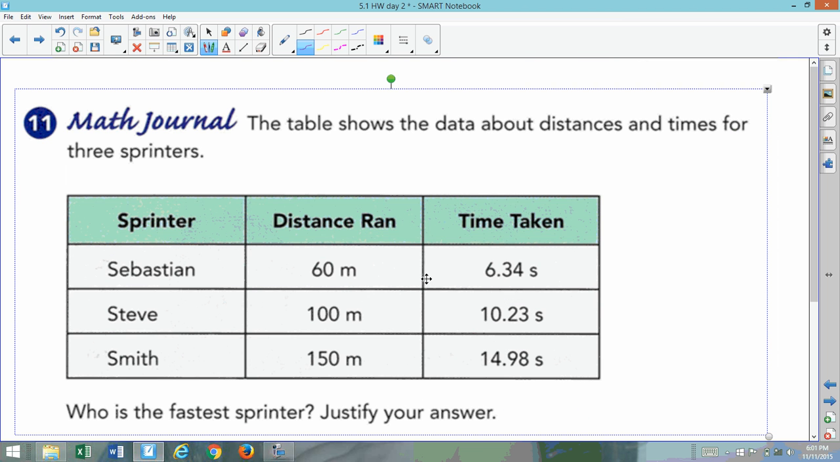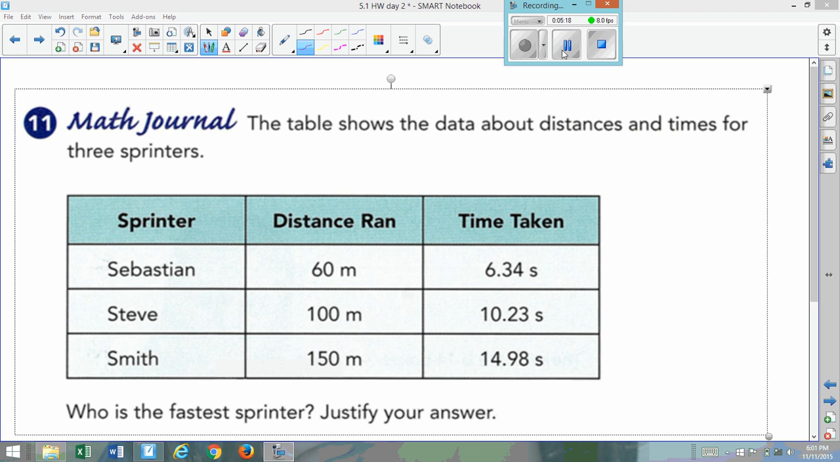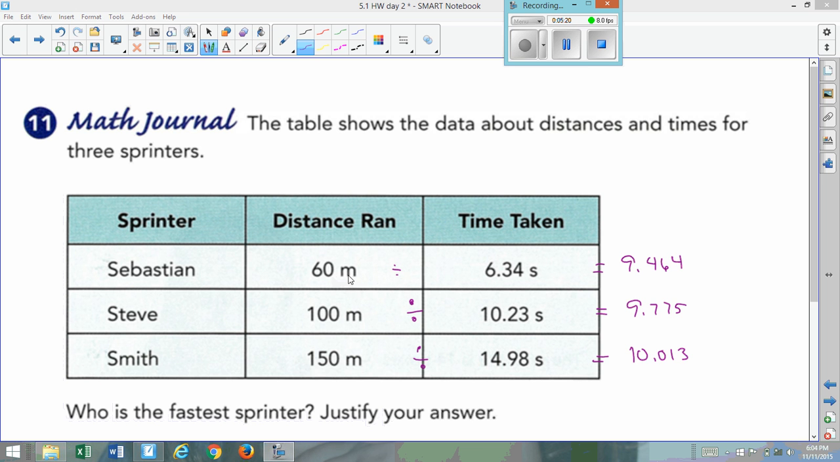Okay, again, I'm going to do the math and then I'm going to show you what it should look like when you're done. So what I did here was I divided the meters by the time, so I got the meters per second. So 60 divided by 6.34 is 9.464. 100 divided by 10.23 comes out to this. 150 divided by 14.98 comes out to this.